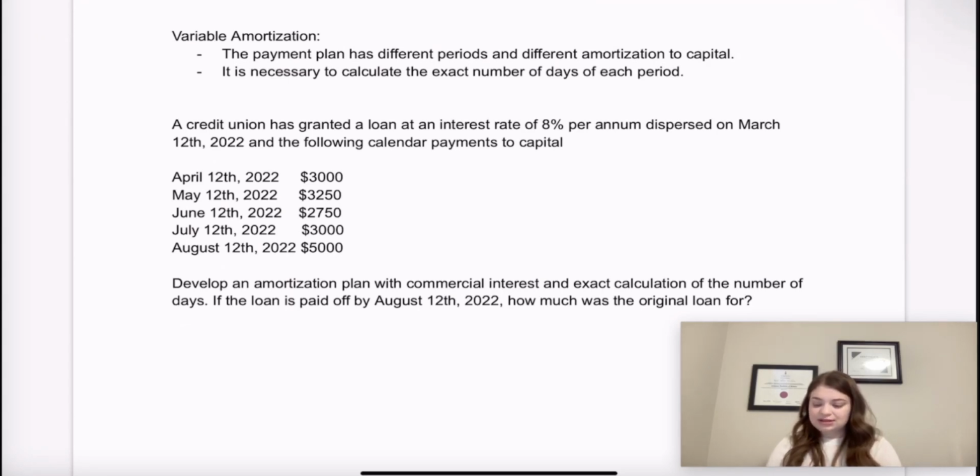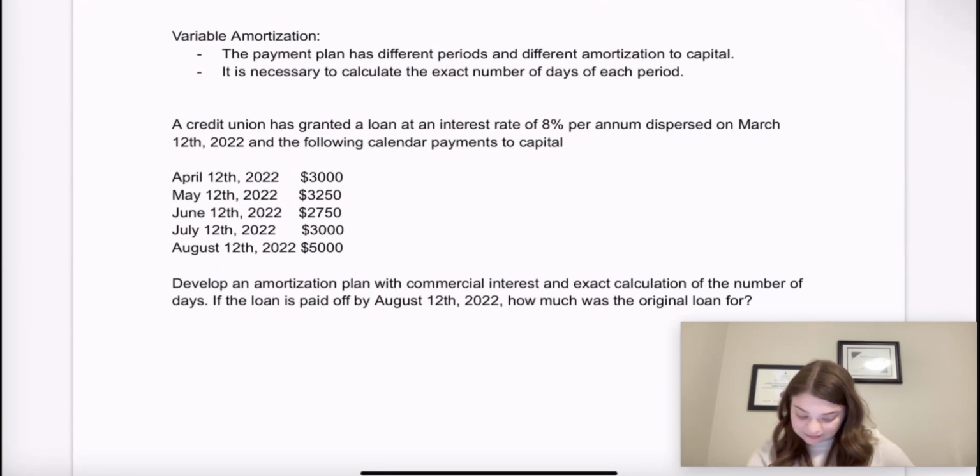A credit union has granted a loan at an interest rate of 8% per annum, disbursed on March 12, 2022, and the following calendar payments to capital. So it looks like on April 12th of 2022, a $3,000 capital payment is made, meaning that $3,000 is the amount of capital paid off from this loan. Then we have on May 12th of 2022, $3,250, then $2,750, then $3,000, and then $5,000.